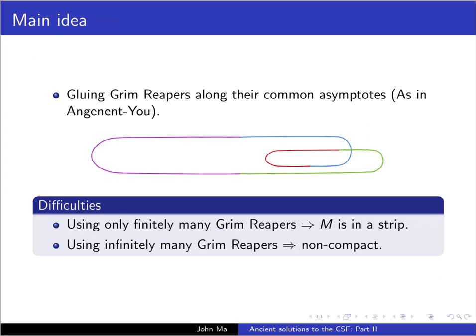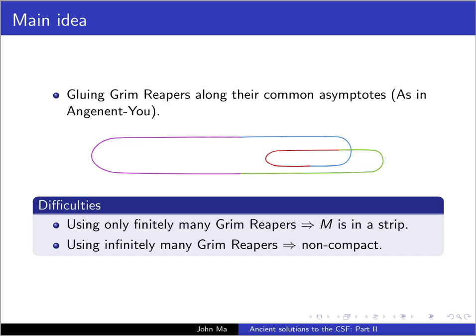I will first briefly talk about the main idea in the proof. In order to construct new solutions, right now it seems that the only way we know is to glue grim reapers. So we're going to glue several grim reapers along the common asymptotes. This was first introduced by Angenent and Yu recently in 2018. And this is one example where you have 4 grim reapers glued together. It becomes a compact Ancient solution.